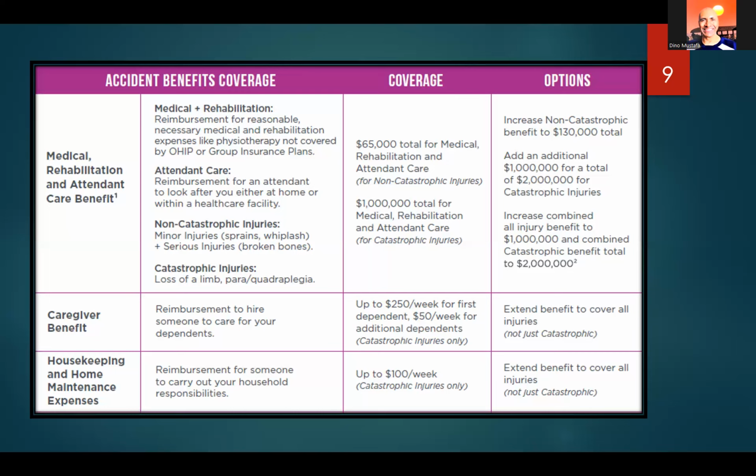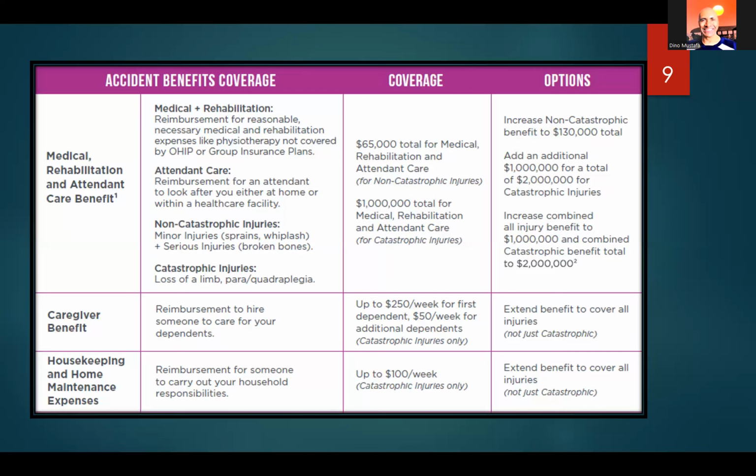So what's the coverage? The coverage is $250 a week, but what's the catch there? For the first dependent, if you're taking care of one dependent, it's $250 a week. And if you have additional dependents, you have $50 a week. It's not a huge coverage. But this caregiver should have a catastrophic injury to get this money. Remember this: the caregiver should have sustained a catastrophic injury to get this $250 a week. So what option does she have? By paying extra money, she can extend the $250 even for non-catastrophic injuries. That's the option. Without the option, she has to be catastrophically injured to get this amount.